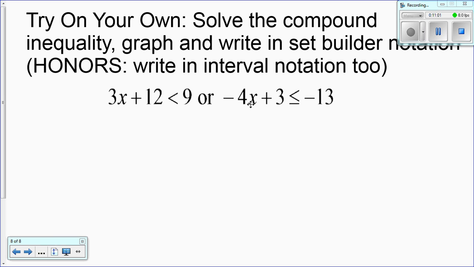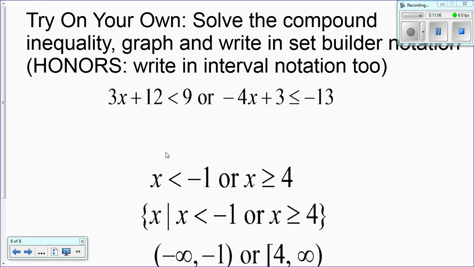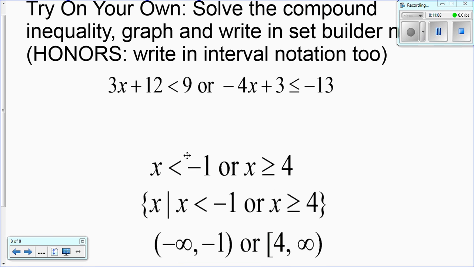Okay, I don't know why I paused that long, but we're going to go ahead and solve it. So you should have gotten x is less than -1, or x can be greater than or equal to 4, which you would write out this way in set builder notation.